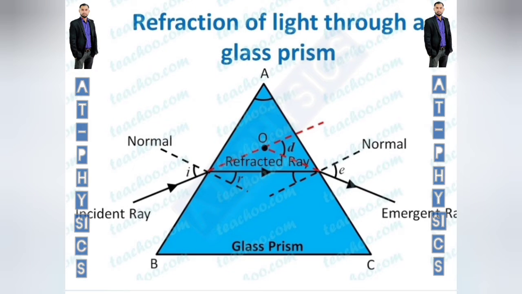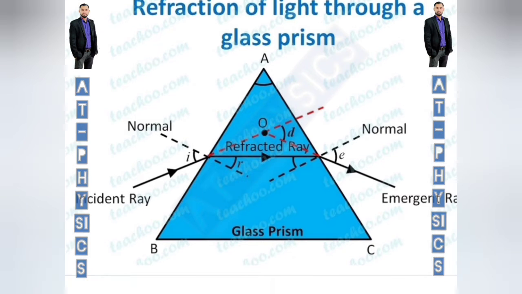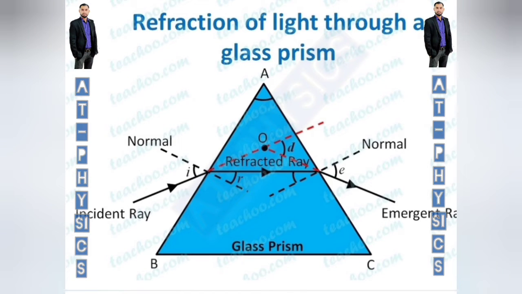The first ray that comes on surface AB is called the incident ray. The second ray, going through the glass, is called the refracted ray, and finally the ray that comes out again into the same medium is called the emergent ray. The emergent ray making an angle from the normal is called the angle of emergence. The angle made by the incident ray with the normal is the angle of incidence, and the refracted ray making an angle with the normal is called the angle of refraction.